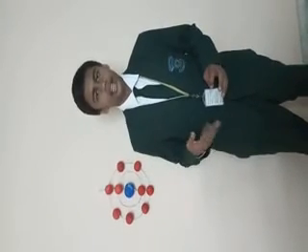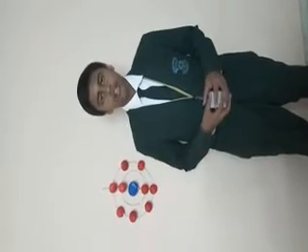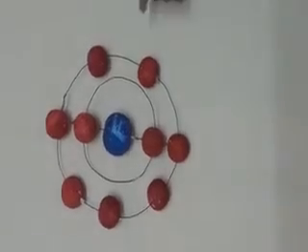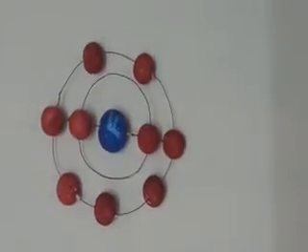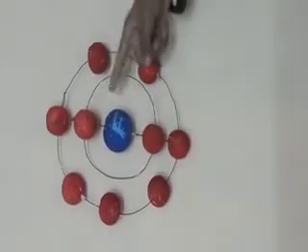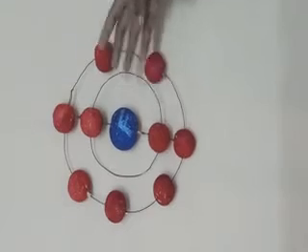Atoms are tiny units that are made of even smaller units: protons, electrons and neutrons. Protons have positive charges, electrons have negative charges, while neutrons have no charge. This is a typical model of an atom of fluorine. It has 9 protons, 10 neutrons and 9 electrons. The protons and neutrons are heavier than the electrons, hence they stay in the middle, forming a nucleus.